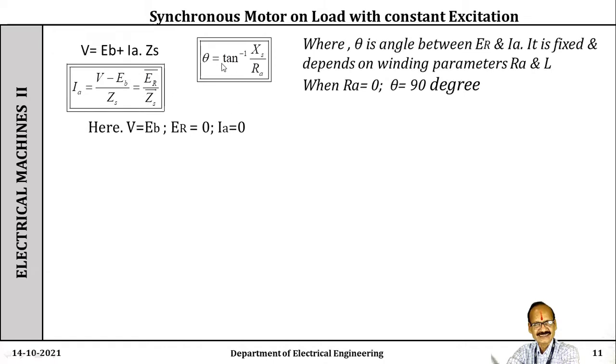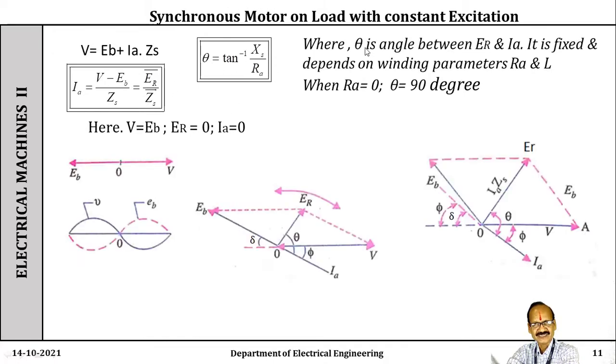The angle theta is nothing but tan inverse Xs upon Ra. Theta is the angle generated by ER and IA, and it is fixed. It is governed by the winding parameters Ra and L. And when armature resistance is negligible, theta is 90 degrees. Otherwise, theta is always less than 90 degrees.